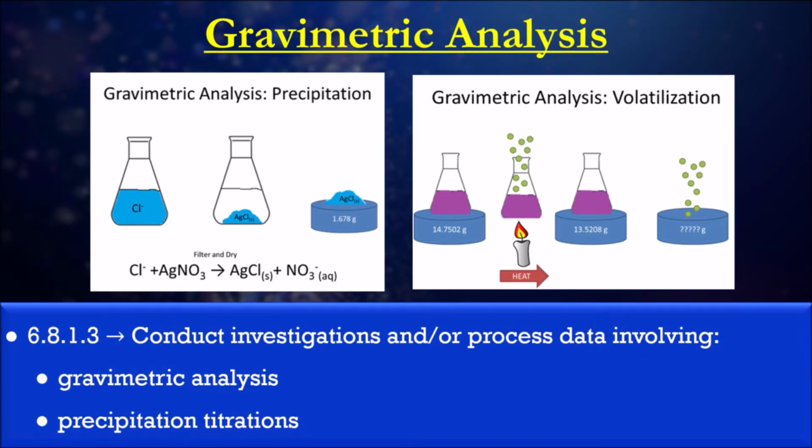So there's two types of gravimetric analysis. One is called precipitation, the other is volatilization. Let's talk about what they are. Our main focus here is going to be on precipitation though.